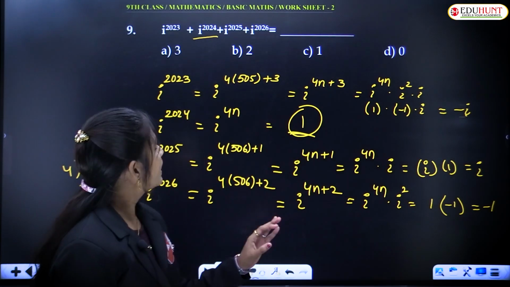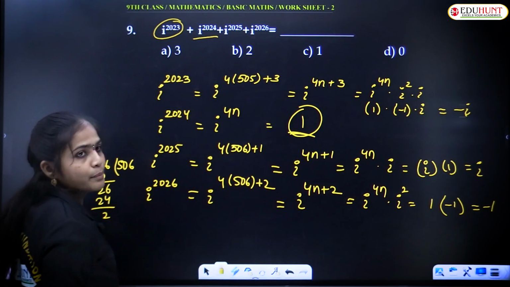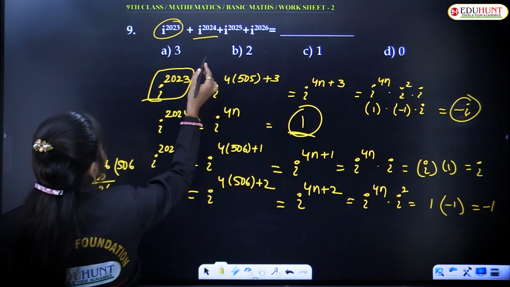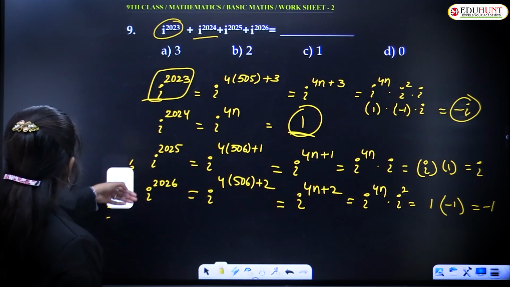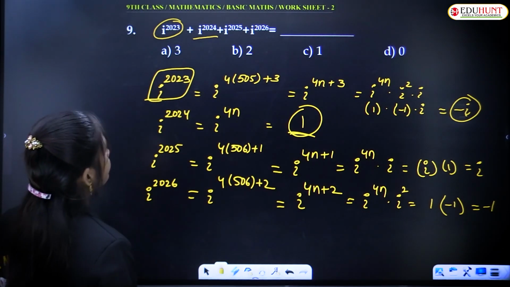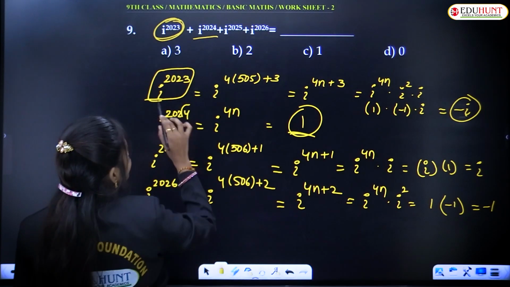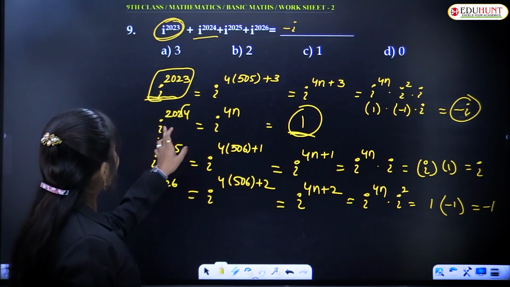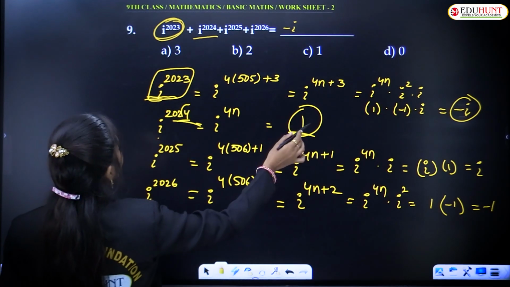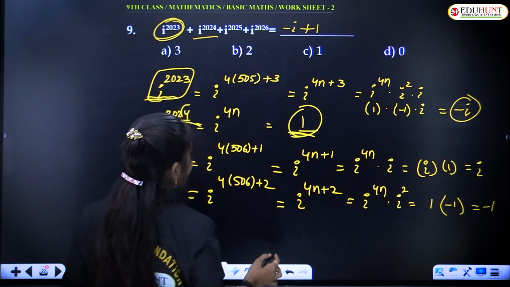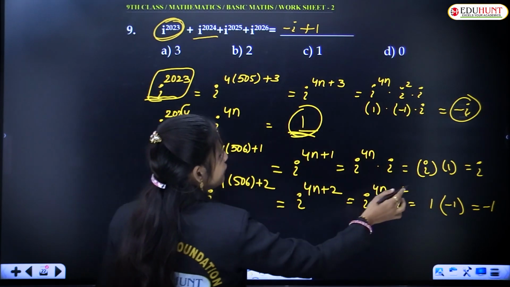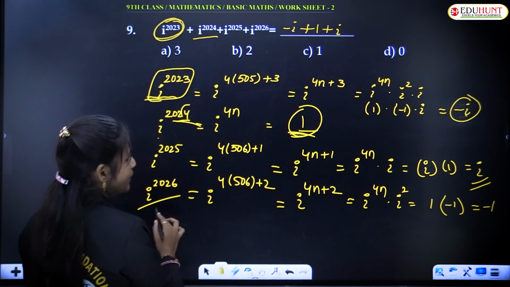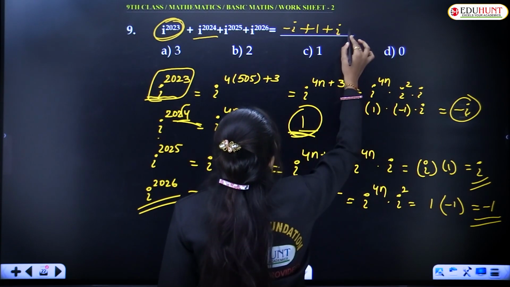Okay children. So here i power 2023, the value is minus i. I am going to write, see that i power 2023 value is minus i. Okay. And here i power 2024, that value is 1, plus 1. Next i power 2025, that value is i, that is again plus i. And here i power 2026, that value is minus 1.